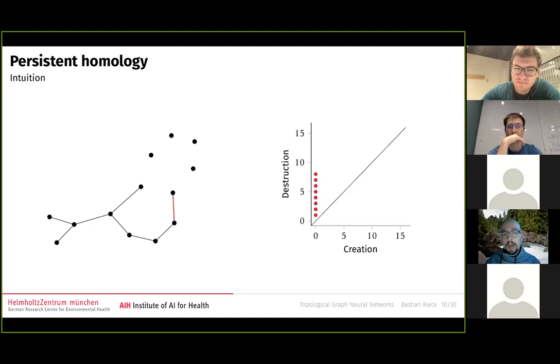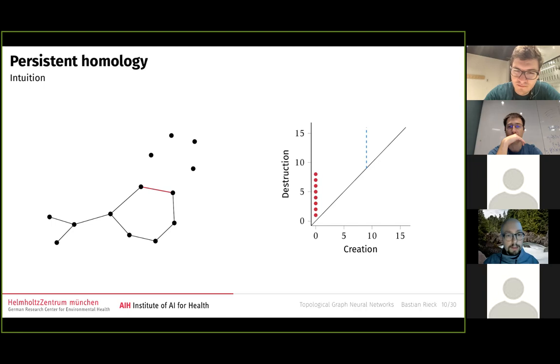So notice what happens now. If we start adding this edge here, something different happens. Now we don't merge two connected components because the edge that we added is already connecting vertices from the same connected component, but instead we create a cycle. And to denote this, in this diagram, we just add a vertical line here because we just know that the cycle has been created at this point, but we don't know what will happen with it later on.